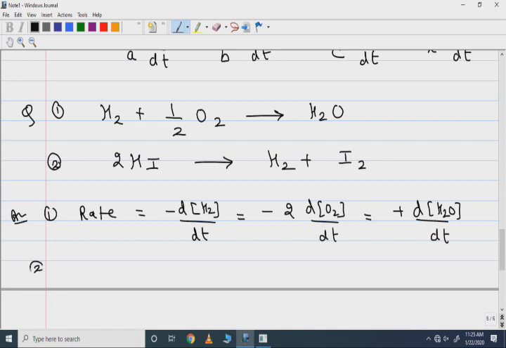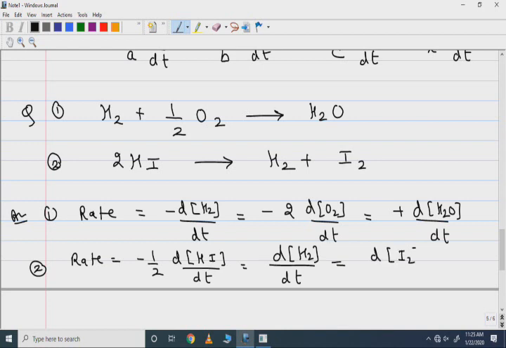For the second part, this is minus 1 by 2 dHI upon dt, dH2 by dt is equals to dI2 by dt. How many of you has done the same? Okay, good.